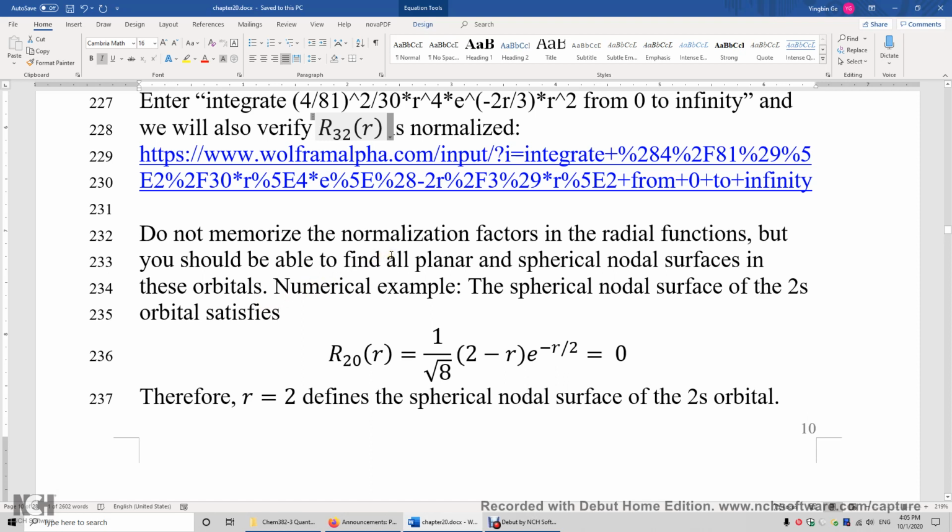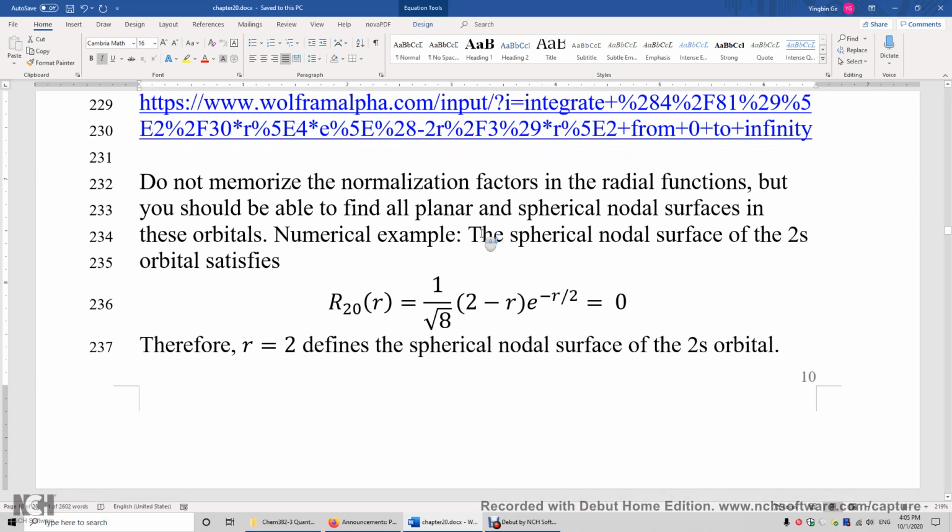Do not try to memorize the normalization factors. They are not very useful other than normalizing the wave function. So with or without those normalization factors, you will get the same shape of the atomic orbital. You'll get the same energy, same atomic orbital energy for each orbital. So it doesn't really matter that much.